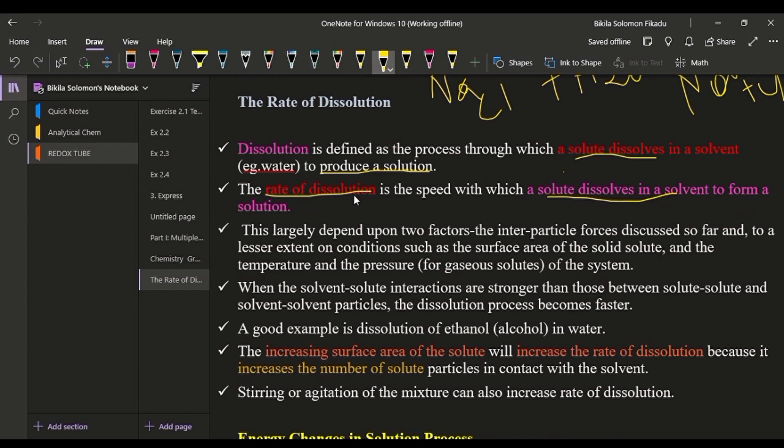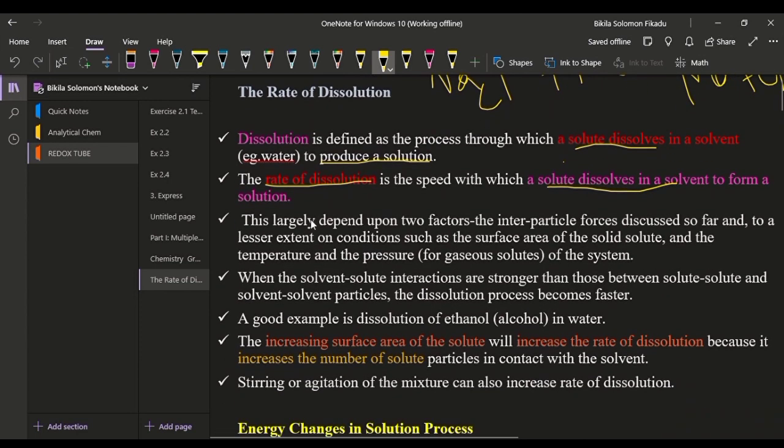So this rate depends upon two factors. Which are they? The first one is interparticle forces, discussed so far, and to a lesser extent conditions such as surface area of solids. And the other one is temperature and the pressure for a gas in the system.